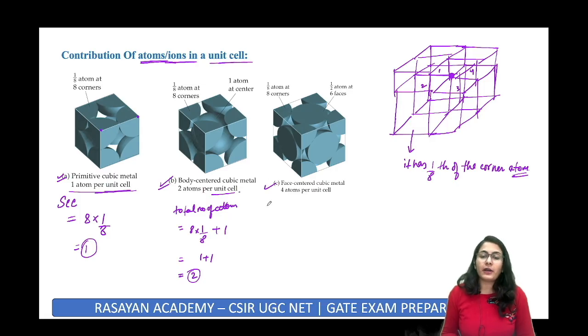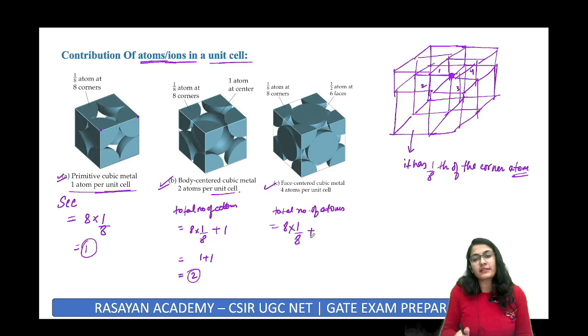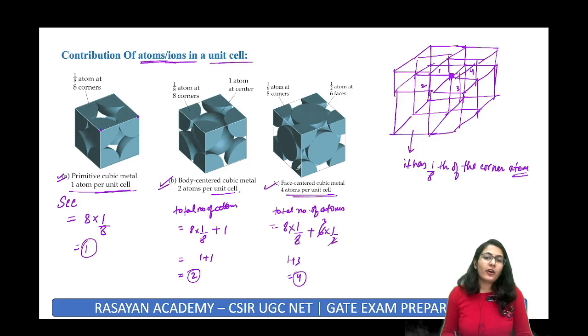In the face centered one, what are we going to take? We have again total number of atoms equal to 8 into 1/8 plus on the face. So if there is an atom on the face, you see that this is cut into half. So that atom at the face is divided between two different cells. So 6 into half is going to be 3. So 1 plus 3, you are going to get 4. 4 atoms per unit cell in FCC lattice. Alright. So this was about SCC, BCC and FCC.